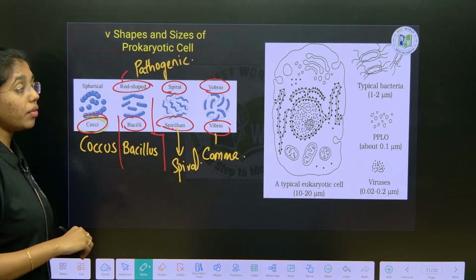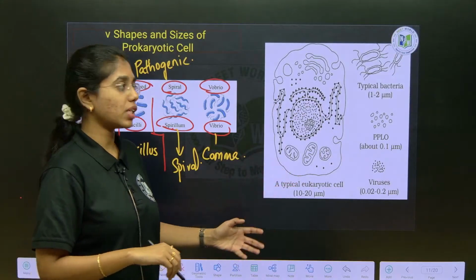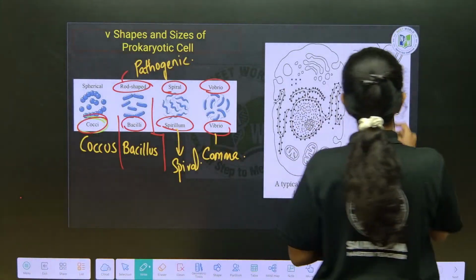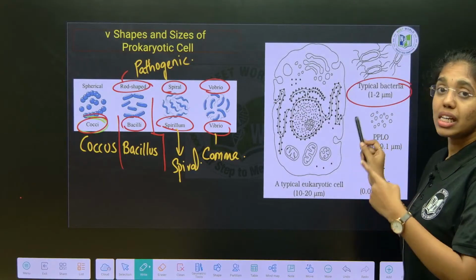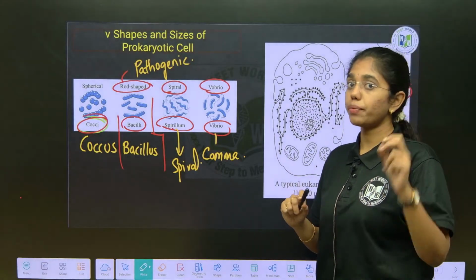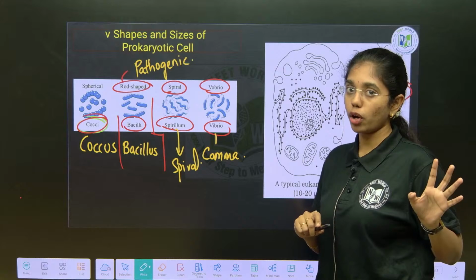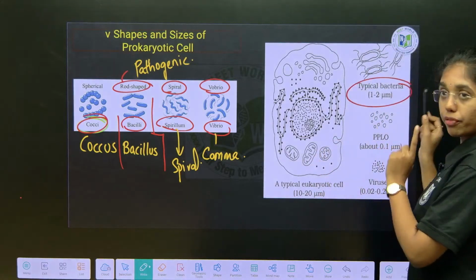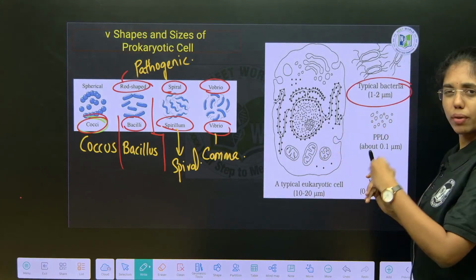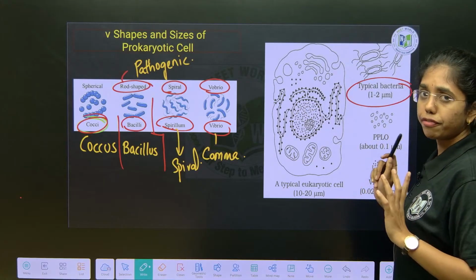Fine, right? Now we will see different sizes of cells. A typical bacteria is 1 to 2 micrometers. Shapes and sizes of cells are very important. We can expect a match-the-following type of question, so have additional focus when you are looking into any diagram or text.